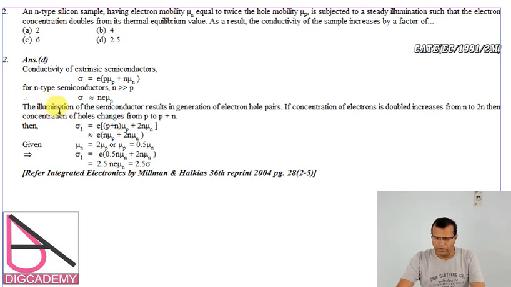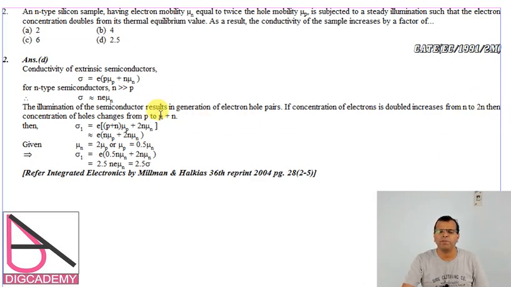If illumination is applied, it will result in the generation of electron-hole pairs. If the concentration of electrons is doubled, increasing from n to 2n, then the concentration of holes will also become p to p plus n. What I mean to say is, when you illuminate the material, we are given that illumination results in doubling of the concentration of electrons. So n becomes 2n, but holes will become p to p plus n.